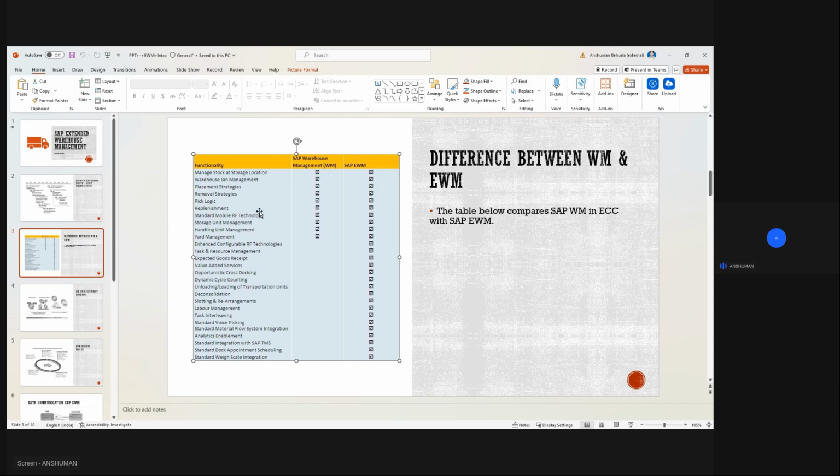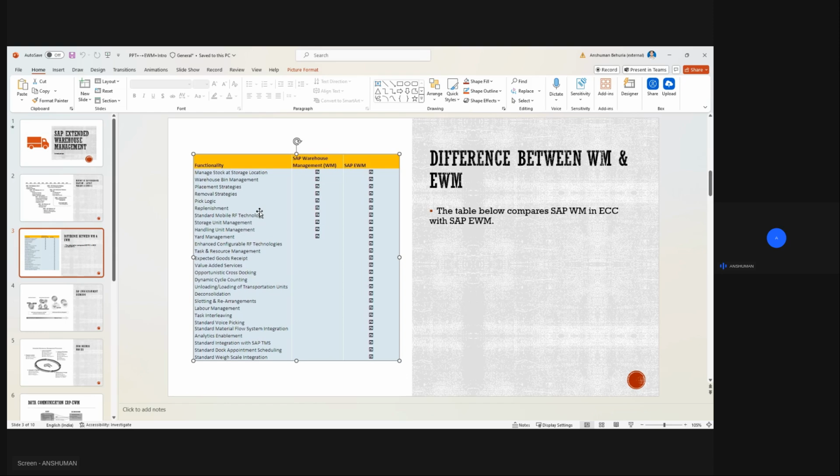Next is storage unit management. A storage unit is how you can store the material. There will be storage units, say box-type storage or open storage. How you can manage those storage units and where you can store the material all comes under storage unit management.